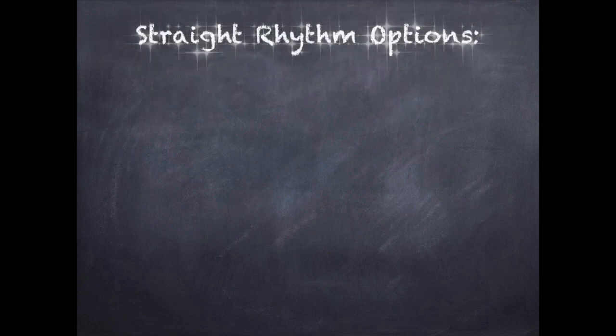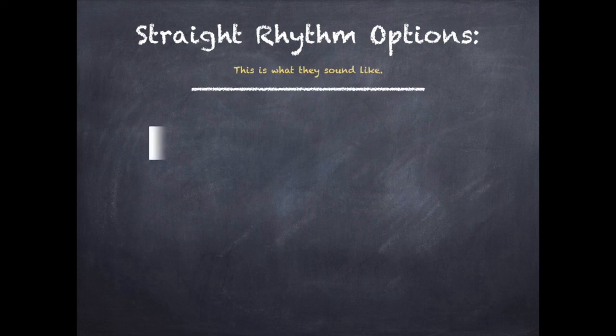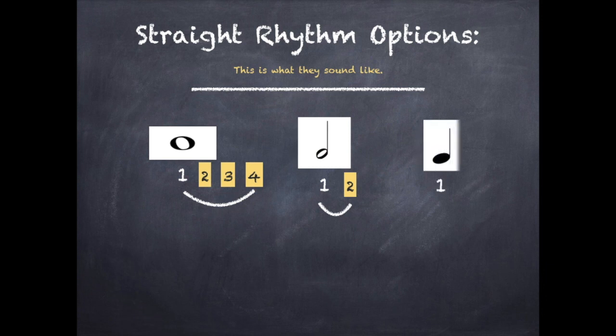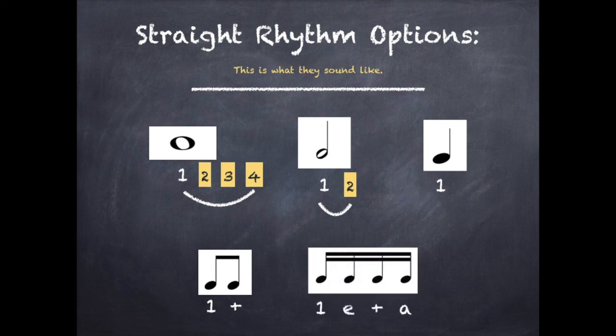Straight rhythmic options, and this is what they sound like. The semibreve, the minim, the crotchet, two quavers, 4 semiquavers.